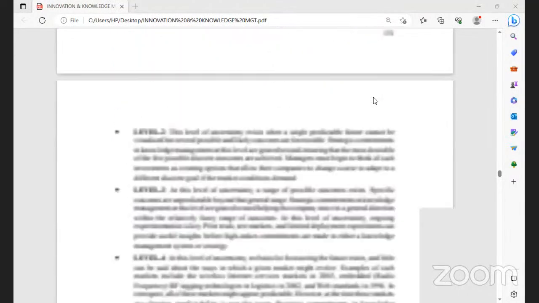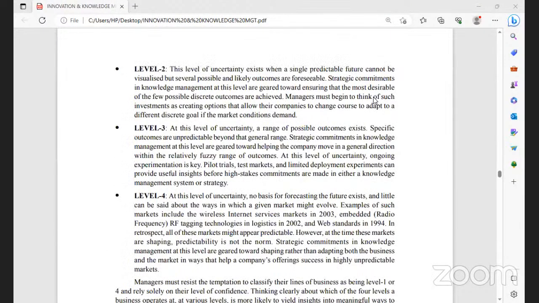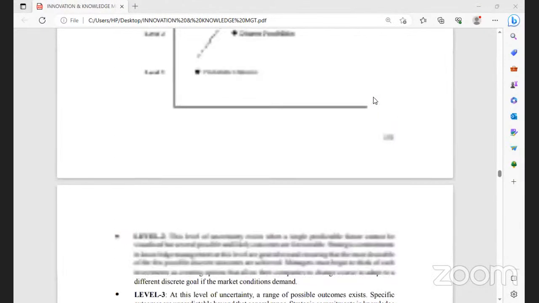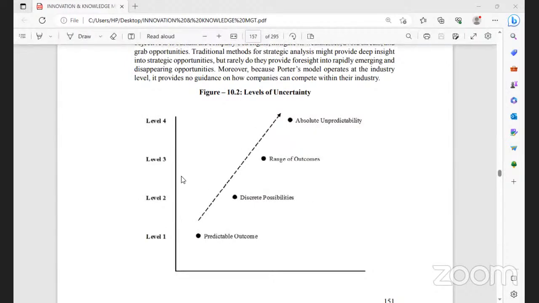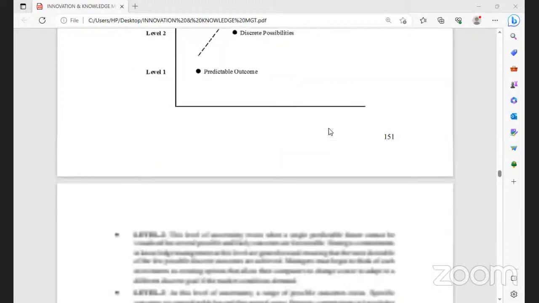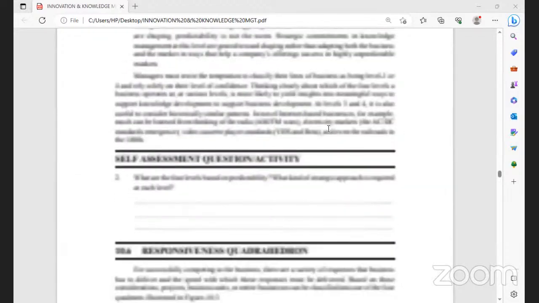Level 1, level 2, level 3, level 4. These are all the different levels in the real-time scenario leading to uncertainty. Level 1, predictable outcome. Level 2, discrete possibilities with several outcomes. Level 3, range of outcomes. Level 4, absolute unpredictability related to the particular context. They are all relating to uncertainty at four levels.